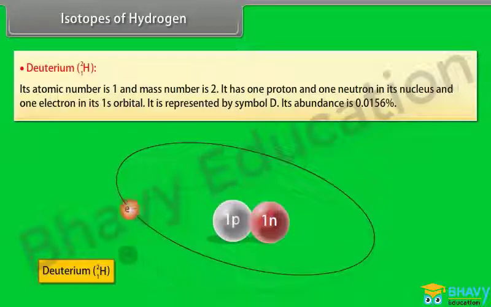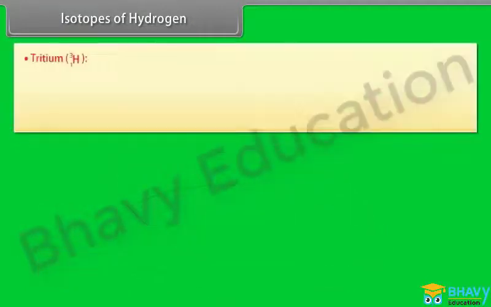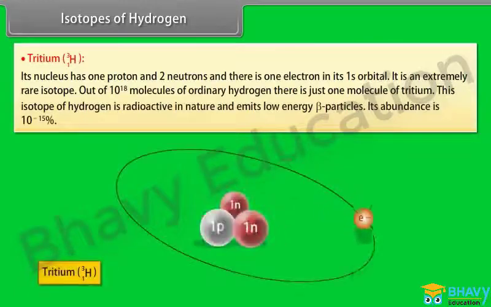Deuterium. Its atomic number is 1 and mass number is 2. It has 1 proton and 1 neutron in its nucleus and 1 electron in its 1s orbital. It is represented by the symbol D. Its abundance is 0.0156%. Tritium. Its nucleus has 1 proton and 2 neutrons and there is 1 electron in its 1s orbital.